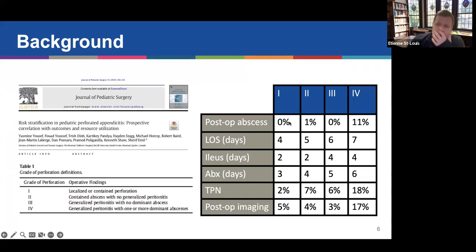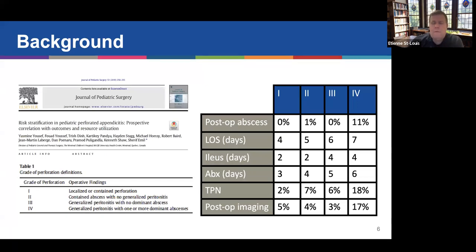This is a summary table on the right that I've oversimplified, because the table in the paper is a bit crowded. These are the outcomes that were significantly different by grade, and I'll explain a little bit more about the grades. In this initial iteration, the grades went from 1 to 4. Grade 1 was just a localized or very contained perforation.